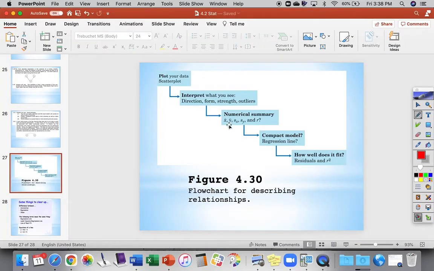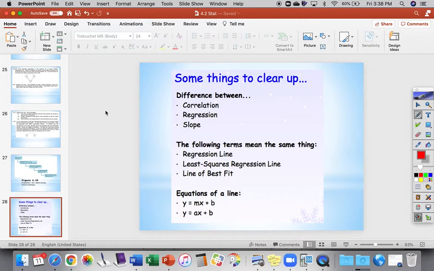So back to the flow chart. We did all of those summaries. We did the equation of the line, and we did r squared to see how good it was. Some closing clarifications to clear things up.